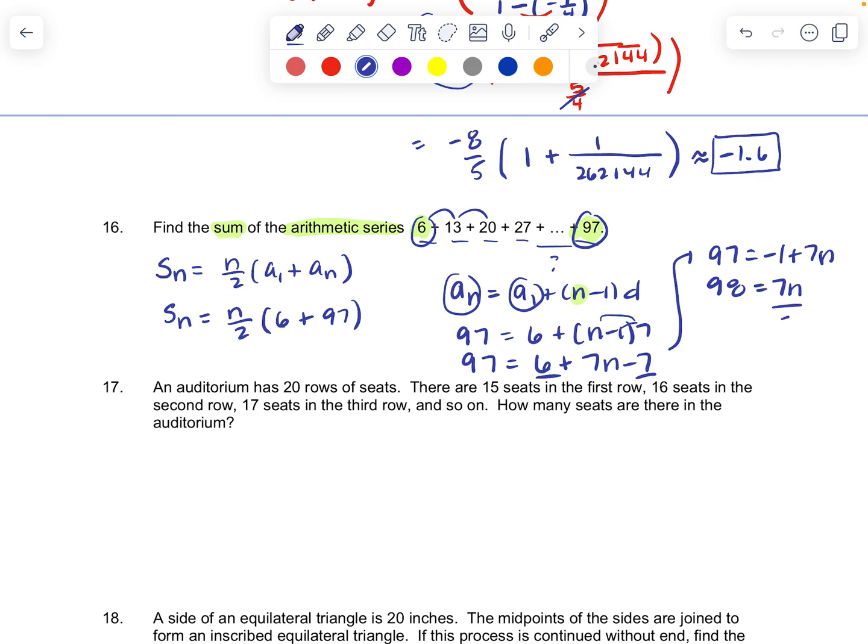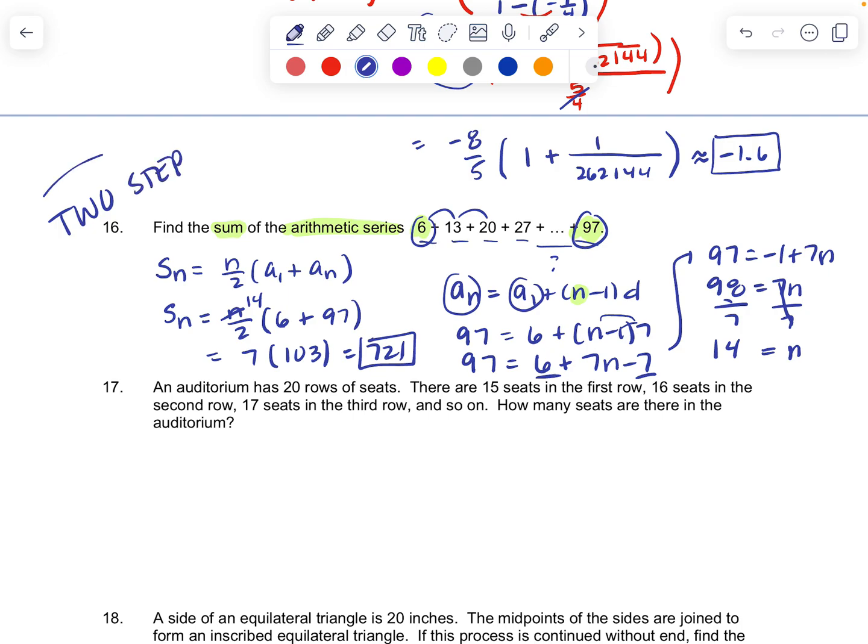And then if I divide by 7, that's going to give me n equals 14. So now that I know that n equals 14, I can just plug this in here. So it's going to give me 14 divided by 2, which is 7. 97 plus 6 is 103. So then if I multiply 103 times 7, I'm going to get 721. Okay, so you guys, this one's kind of a two-step problem.